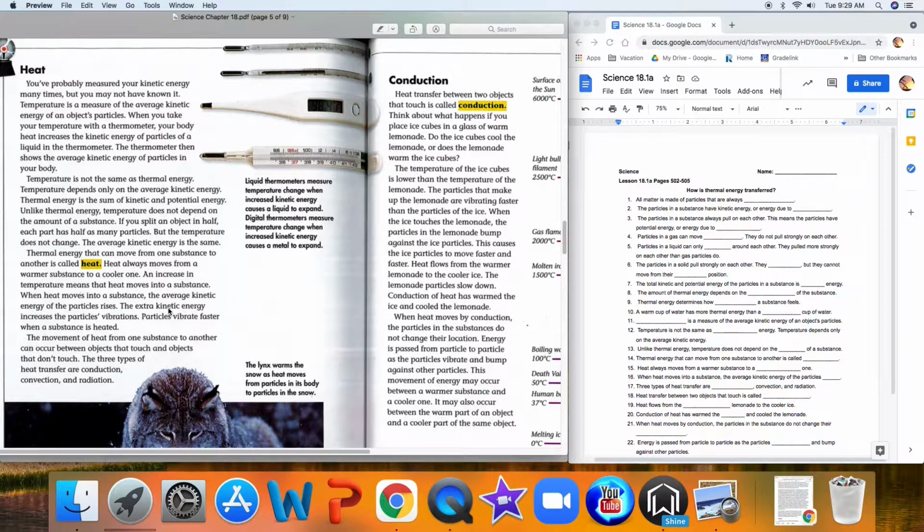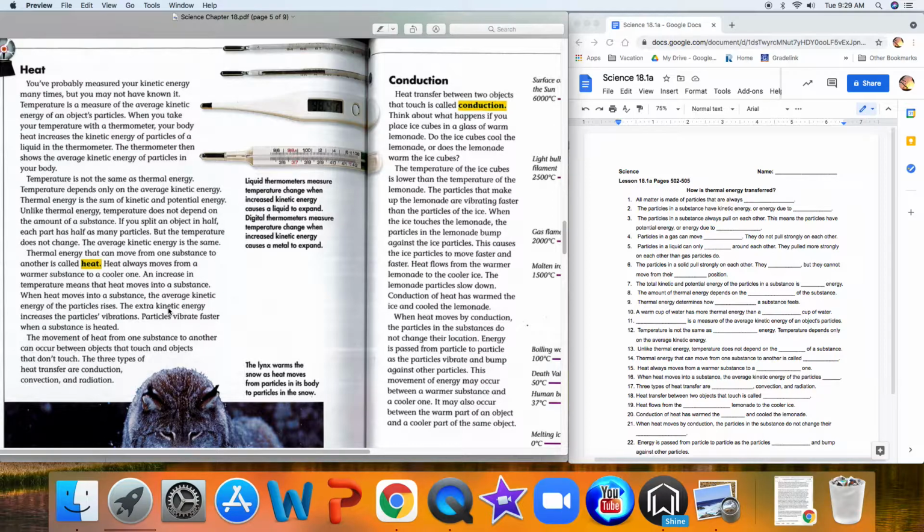Look at us to compare and contrast from yesterday, right? Unlike thermal energy, temperature does not depend on the amount of a substance. If you split an object in half, each part has half as many particles, but the temperature does not change. The average kinetic energy is the same.